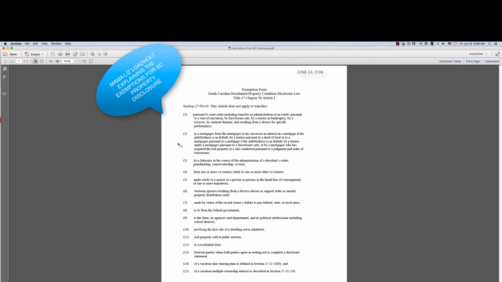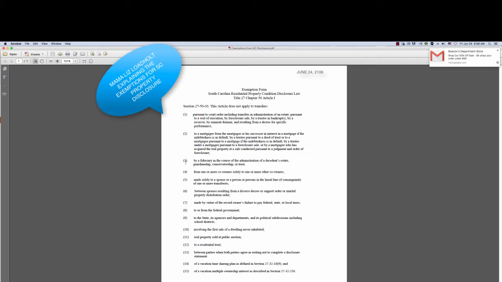Number 2 says, to a mortgagee from the mortgagor or his successor in interest in a mortgage, if the indebtedness is in default; by a trustee pursuant to a deed of trust, or to a mortgagee pursuant to a mortgage, if the indebtedness is in default; by a trustee under a mortgage pursuant to a foreclosure sale; a mortgagee who has acquired the real property at a sale conducted pursuant to a judgment or order of foreclosure. The same thing: if a property is in foreclosure, then the bank or the mortgagor does not have to provide a property disclosure. However, the person who buys it, when they get ready to sell it, has to have one.